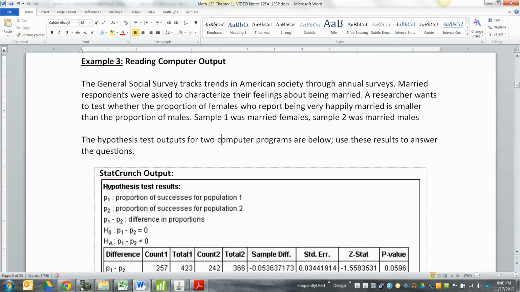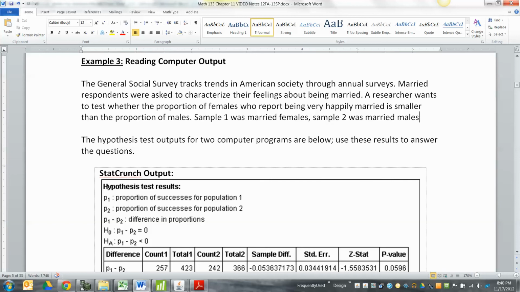Lovely output right here. This is the General Social Survey. It tracks trends in American society through annual surveys. Married respondents were asked to characterize their feelings about being married. A researcher wants to test whether the proportion of females who report being very happily married is smaller than the proportion of males. Sample 1 was married females. Sample 2 was married males.